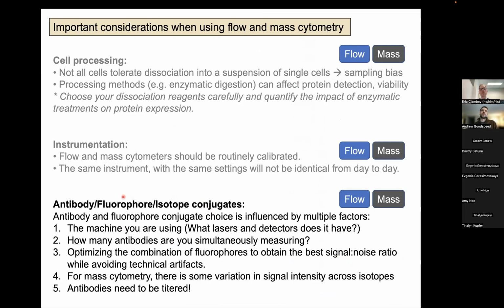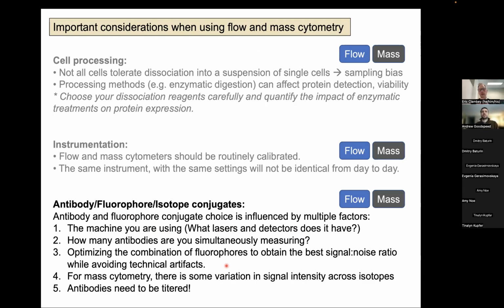Okay. So in terms of antibody fluorophore or isotope conjugates, which antibody and fluorophore you're using, for example, is influenced by the machine you're using, what lasers and what detectors the instrument has. If your instrument only has 3 lasers, some fluorophores are not going to be excited on that instrument and would be of no value. You need to think about how many antibodies you're simultaneously measuring. You need to optimize the combination of fluorophores to get this best signal-to-noise ratio and to minimize artifacts.